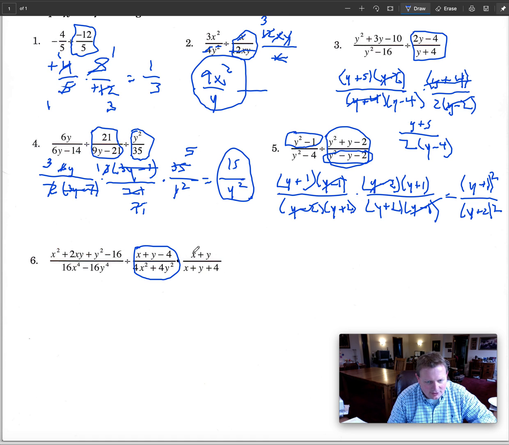Yikes. This group, we don't flip, so we're going to keep it. This one, this is way too much writing. I should have never done this. This one, you pull a 16 out. And then you got x to the 4th minus y to the 4th. Well, that factors into x squared plus y squared times x squared minus y squared.